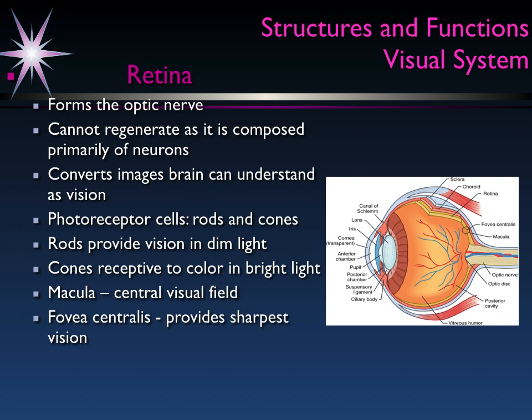The retina is composed of two types of photoreceptor cells, rods and cones. The rods provide vision in dim or darkened environments, and the cones are receptive to colors in bright environments.